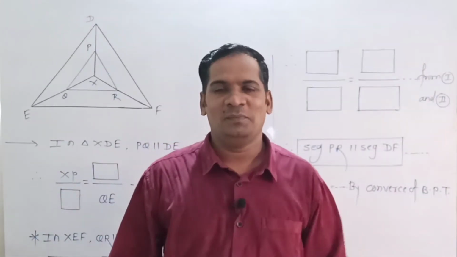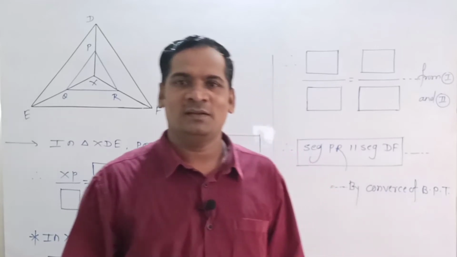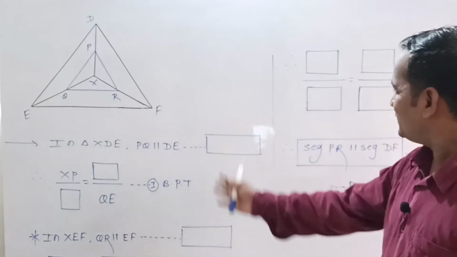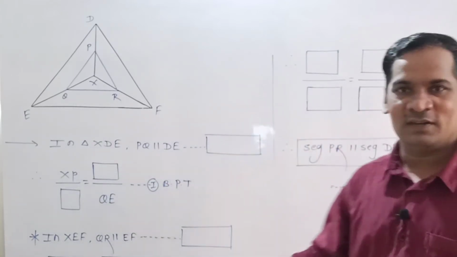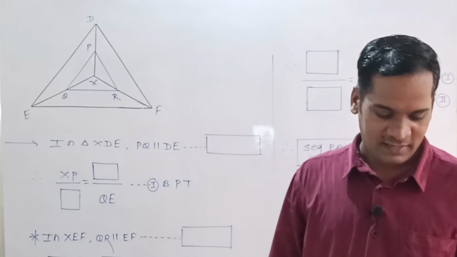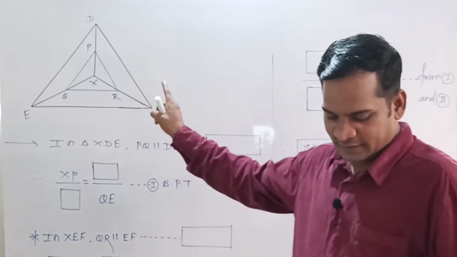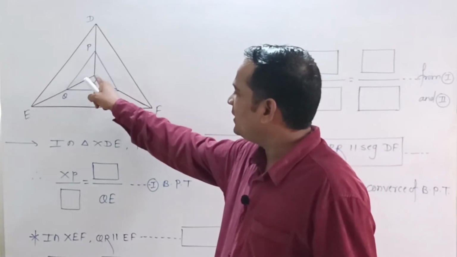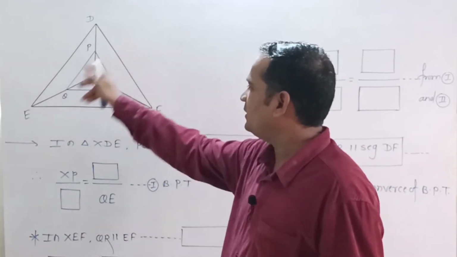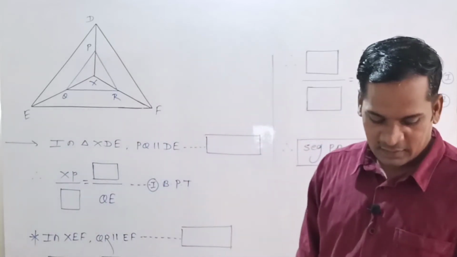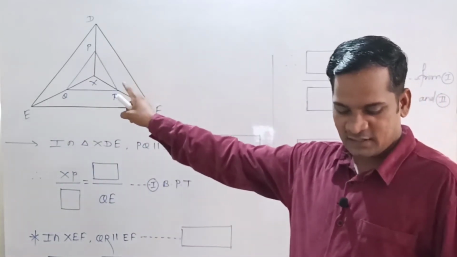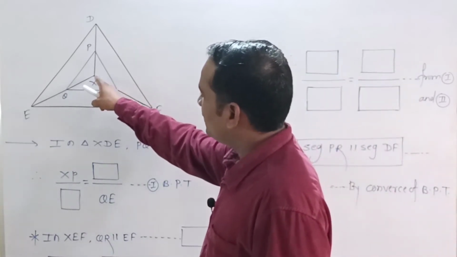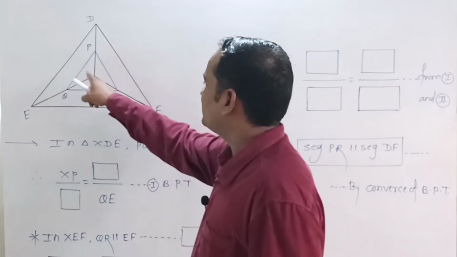Now this is question number 10 from practice set number 1.2, in which we have to complete this activity. Now what is the question? In the figure, x is any point in the interior of the triangle. Look at this x, which is in the interior of triangle DEF, suppose. Point x is joined to the vertices of the triangle.